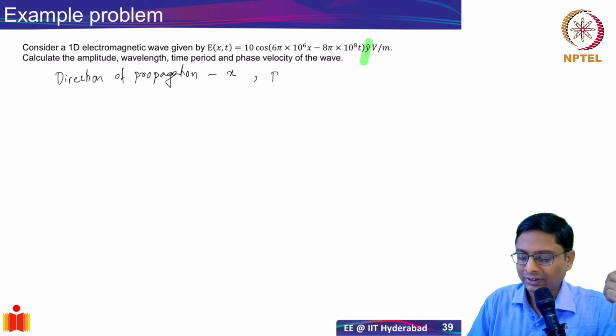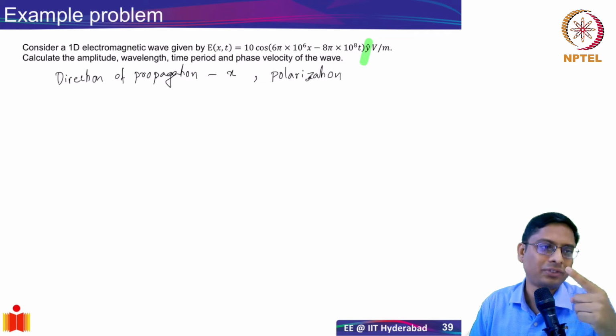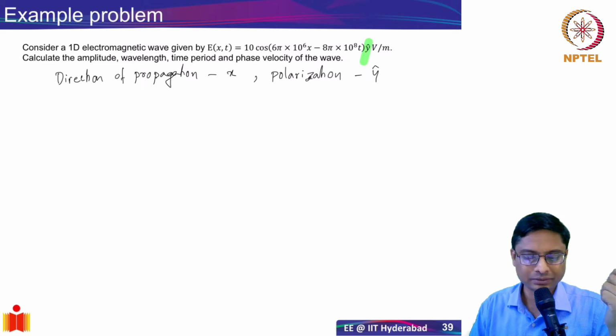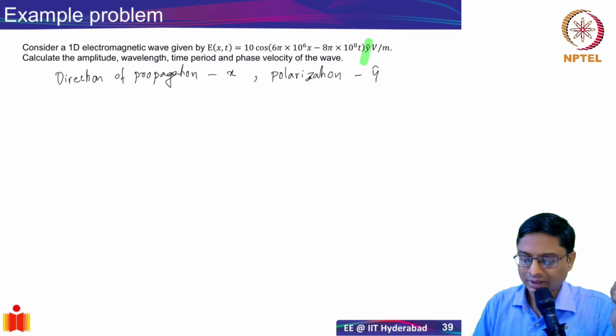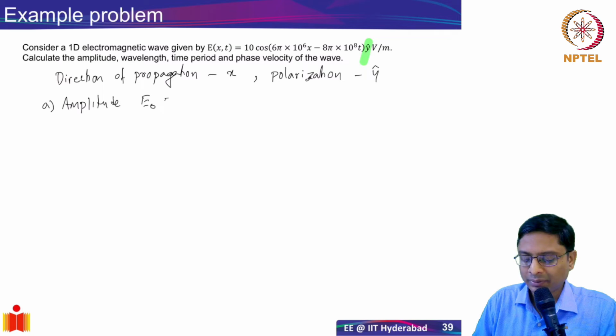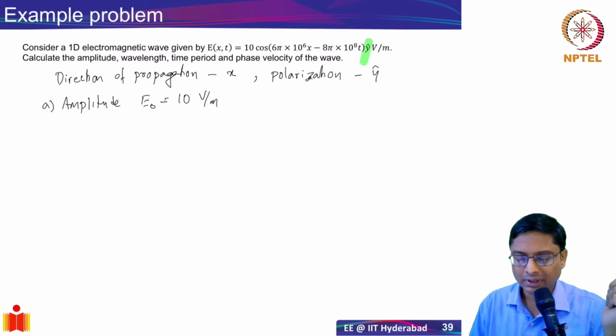And what is the polarization? Polarization means the direction of the electric field. In this case, the polarization is y cap, the y direction. So we have this electromagnetic wave. Now, what is its amplitude? Let's say my amplitude is simply the coefficient of the cosine term, right? So in this case, E naught is simply equal to 10 volt per meter. This is the amplitude.